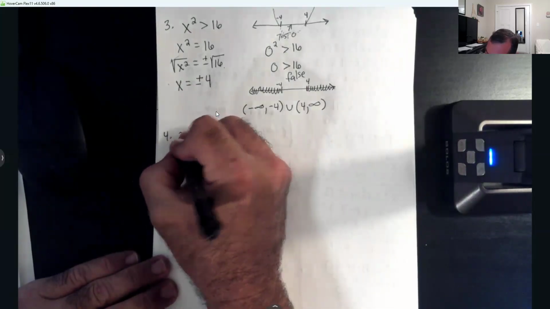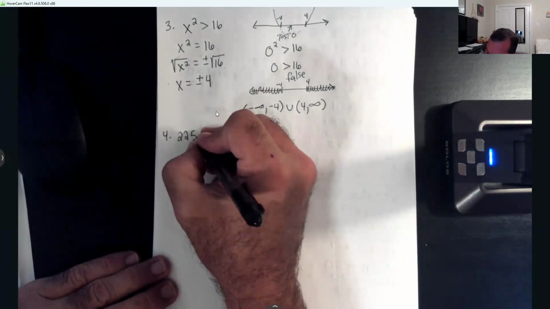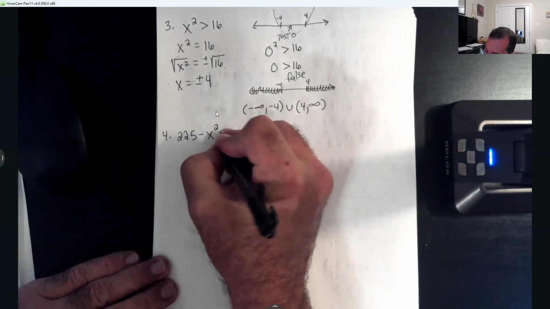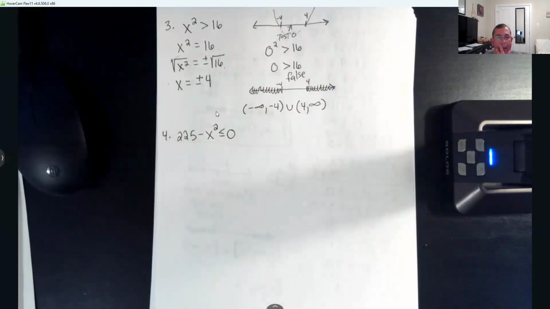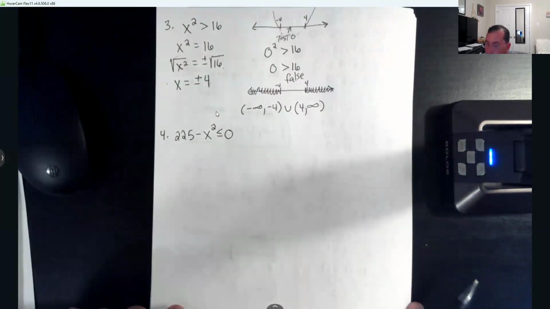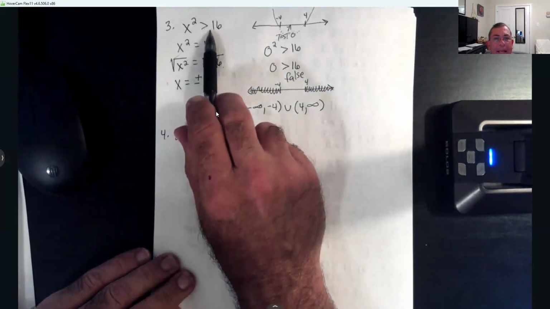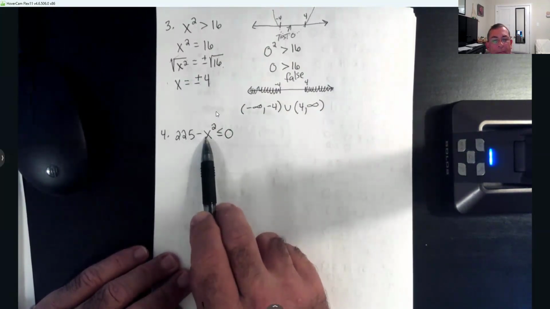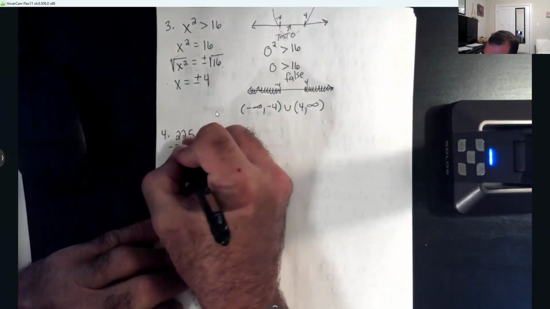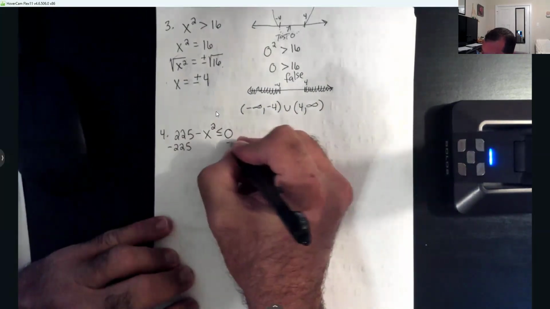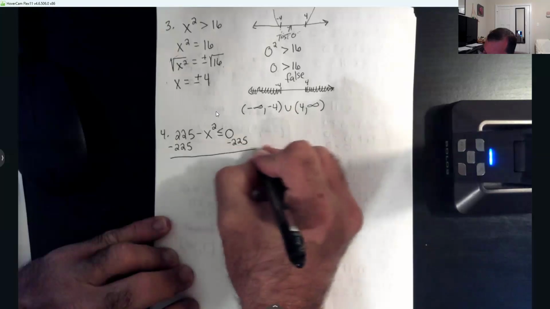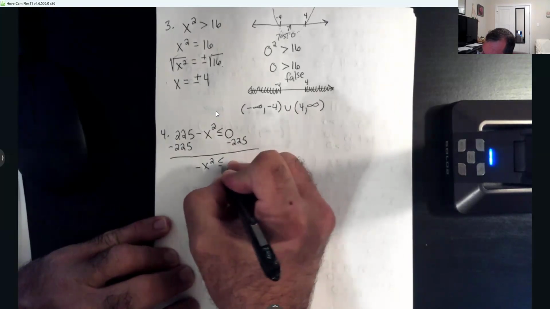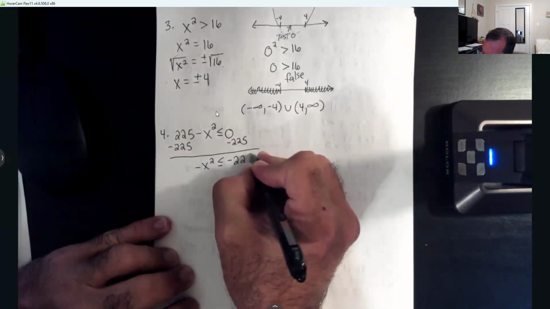All right, y'all, let's try this one. 225 minus x squared has to be less than or equal to 0. So y'all, I'm going to solve this one basically like I did up here. The only thing I need to do is move this 225 over and then take care of that negative, okay? So my first step, I'm going to subtract that 225. So if you notice, that cancels. I get my -x squared is less than or equal to -225.